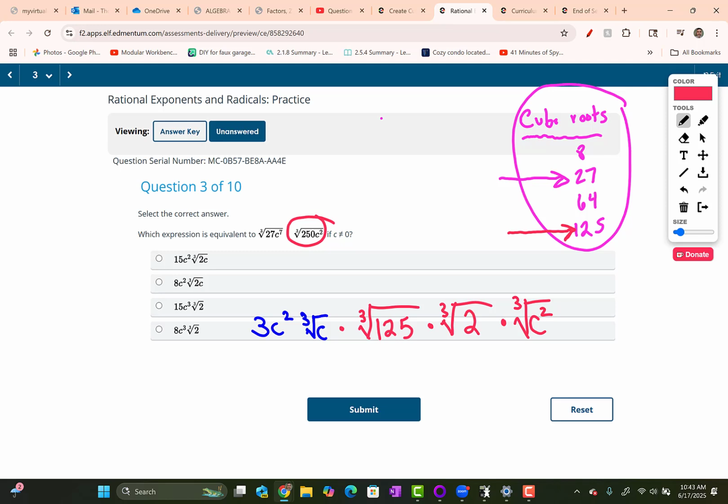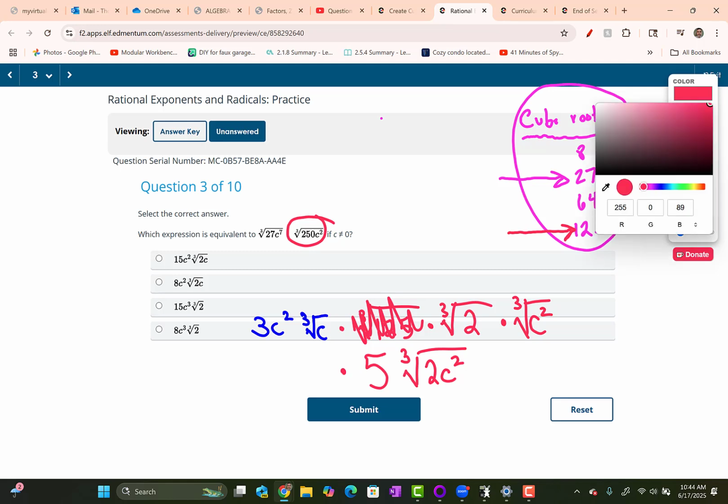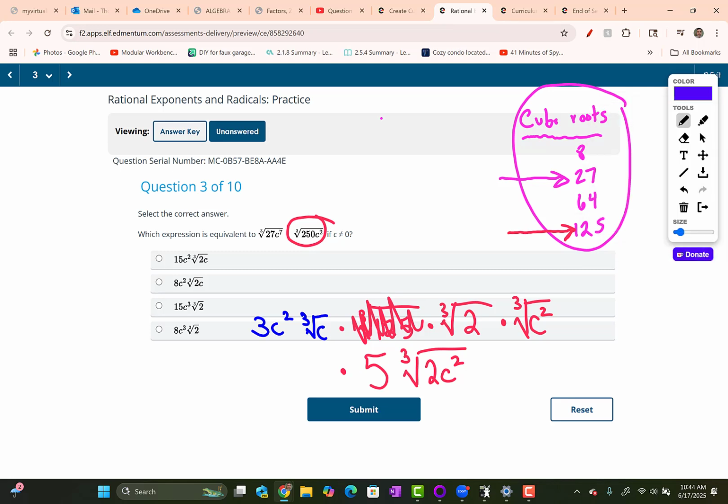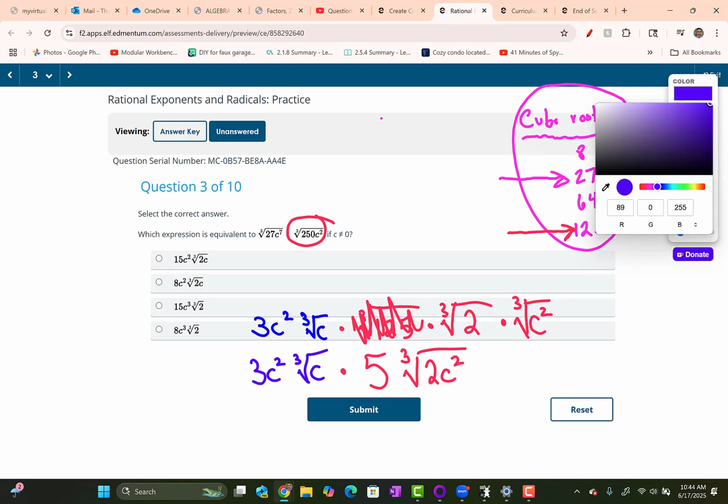The cube root of 125 is 5. That's because 5 times 5 times 5 is 125. You cannot take the cube root of this 2 or this c squared. So the 2c squared stays underneath. That's going to get multiplied by the whole first part of the problem, which is 3c squared times the cube root of c. Let's just do this a part at a time.